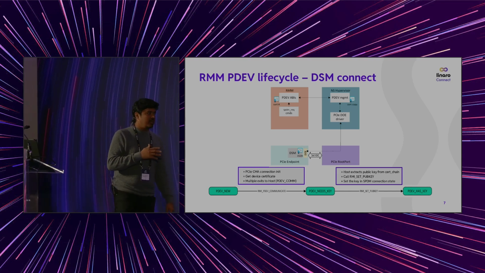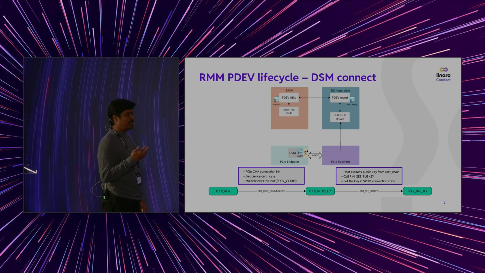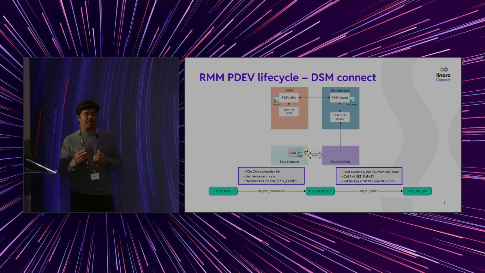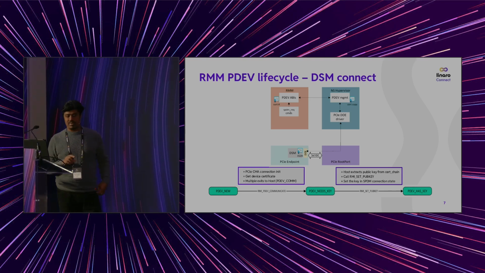On the left-hand side, the moment the PDO create is done, the PDO will be in the PDO new state, and a sequence of PDO communicate calls happens. Whenever I refer to PDO communicate, it's a communication from the RMM to the device, which goes through the non-secure hypervisor, as mentioned in this diagram.